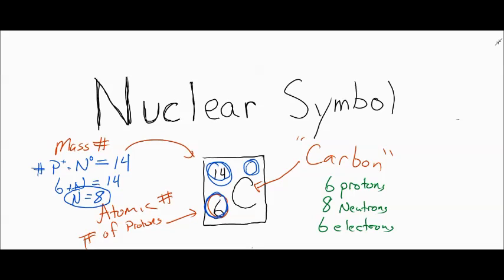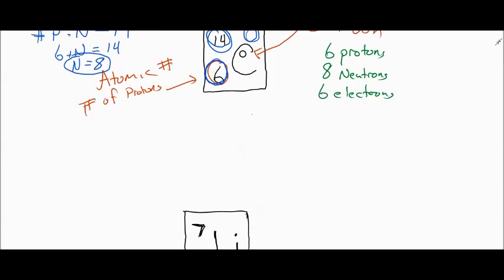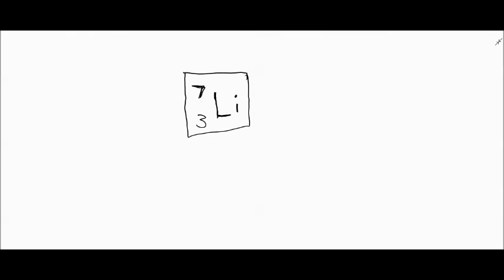Now, just to make sure that you guys have it, I want to introduce you guys to lithium-7. Lithium-7, we can break this one down in the exact same way. The first thing you guys will notice is that it is in fact an element of lithium. And so you will find this on the periodic table. It's in the first column of the periodic table, or what we call the alkali metals.